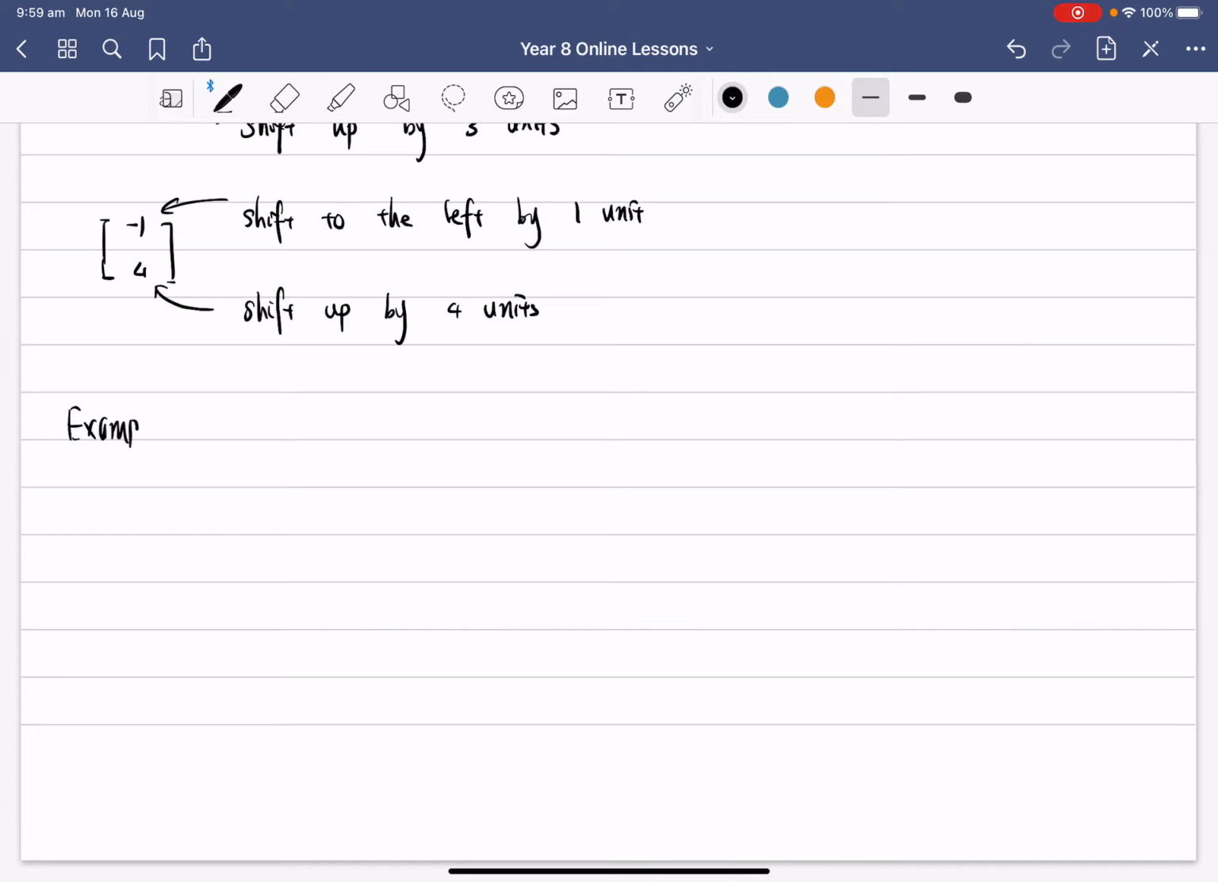Example 1. Now, the first type of question you might see is where you need to write down the vectors that take each point to its image. Sometimes drawing a diagram really helps you. So we'll write this one down first: write the vectors. You need to write down the vectors in this format, A and B format, that takes each point to its image.